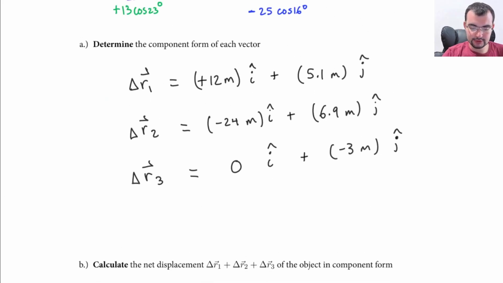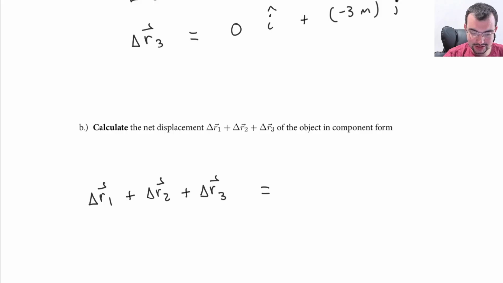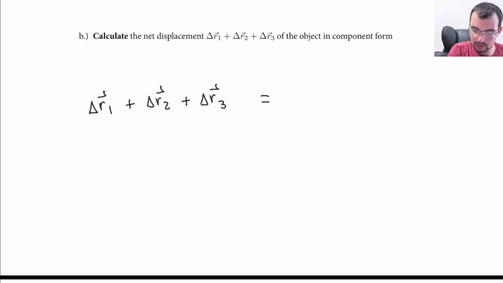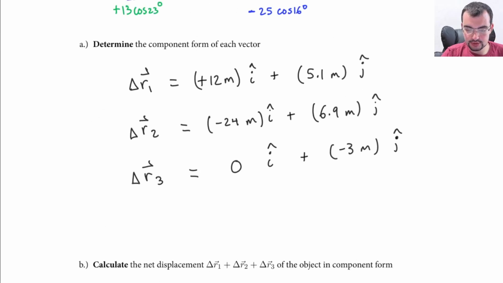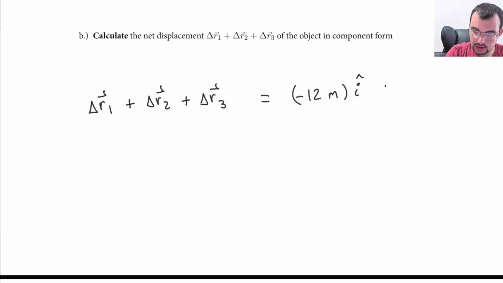Well, 12 and negative 24, because again, we're just adding like terms. So we should think about this as splitting the columns. So adding the i hats, I have positive 12 and negative 24, and 0 makes negative 12. And then in the j's, I have 5.1 and 6.9, which are positive. That makes 12. And then I subtract off 3, like 9. And I know I'm doing something right.